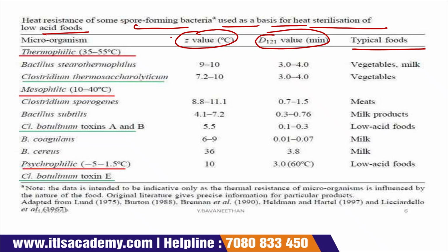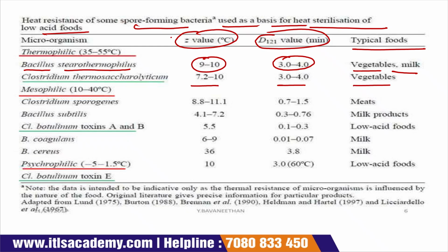Now if we have a thermophilic microorganism, which can survive in the temperature range between 35 to 55 degrees Celsius, the first example is Bacillus stearothermophilus, whose Z value is 9 to 10 and D121 value is 3.40 to 4.0, and typical foods are vegetables and milk. The next is Clostridium thermosaccharolyticum, whose Z value is 7.2 to 10, D121 value is 3 to 4, and the typical food is vegetables.